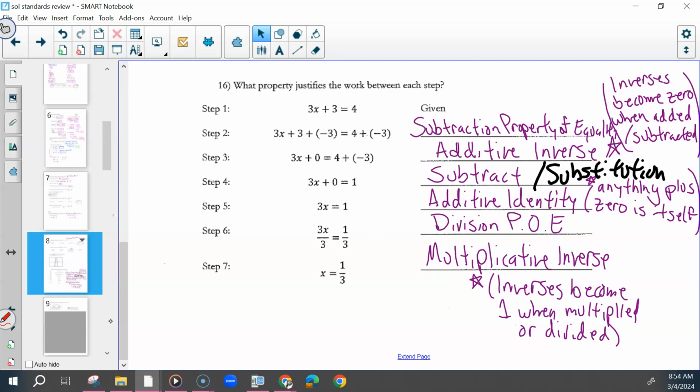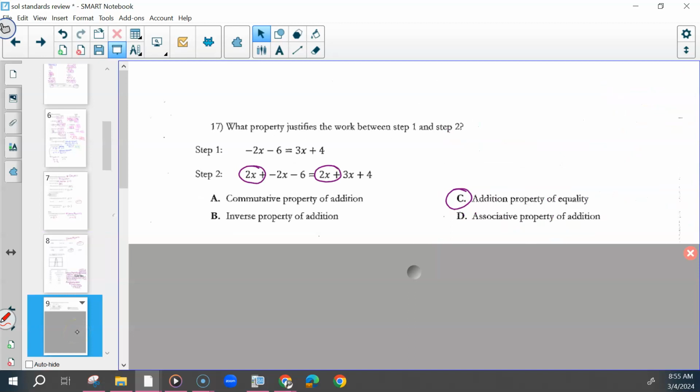Finish that. On the next page is the last question from this section. Was C. Again, a property question, so you have to know what your properties are.